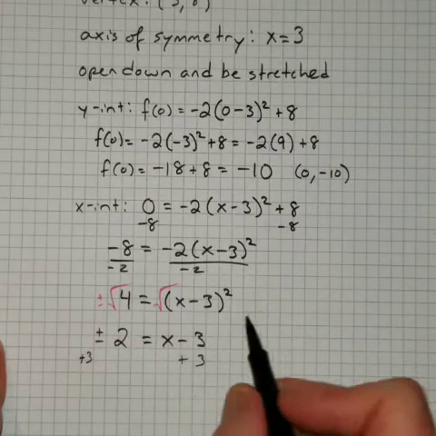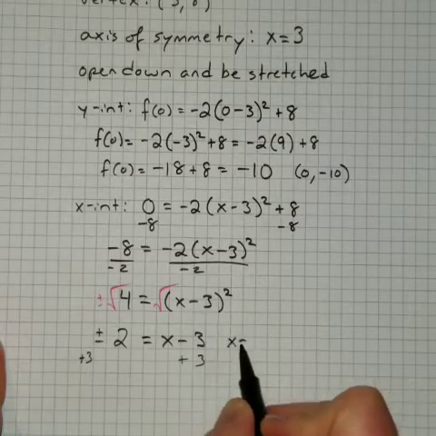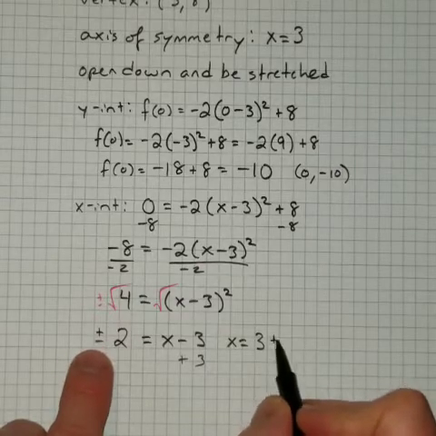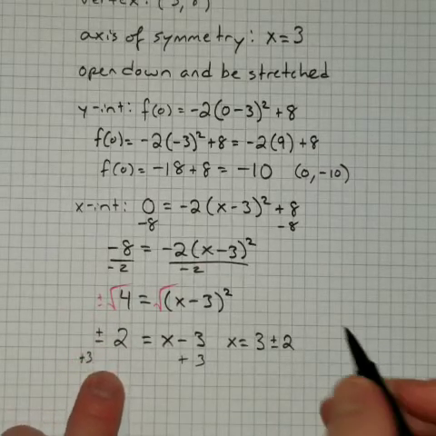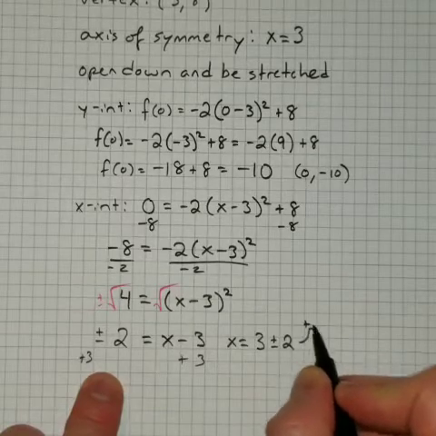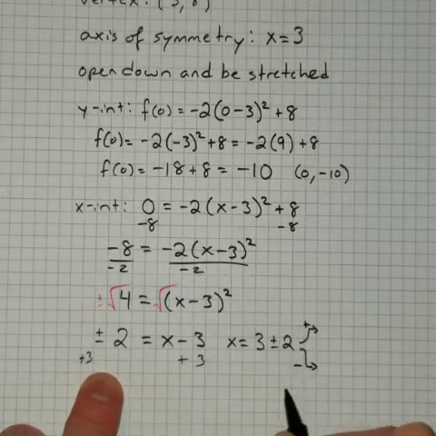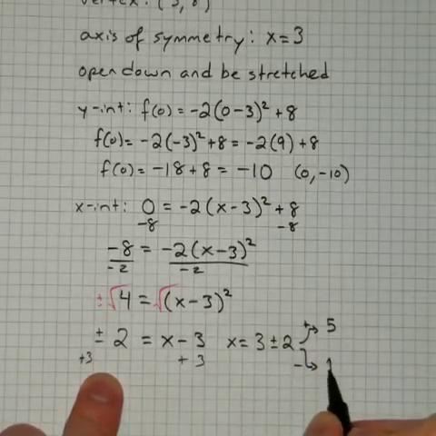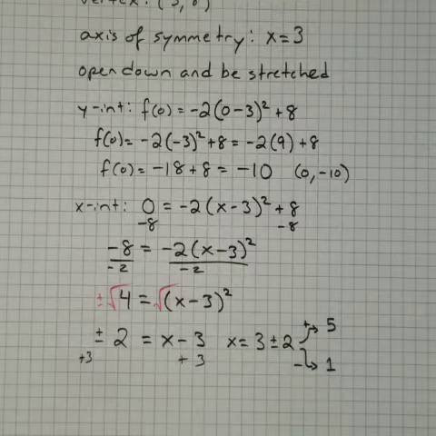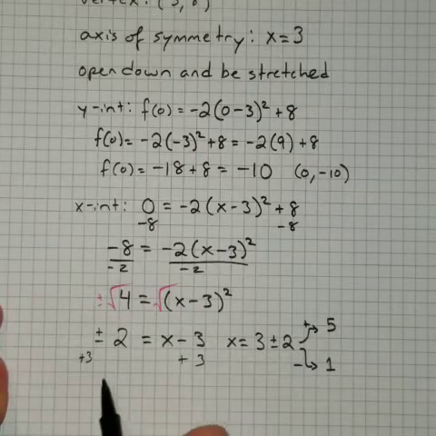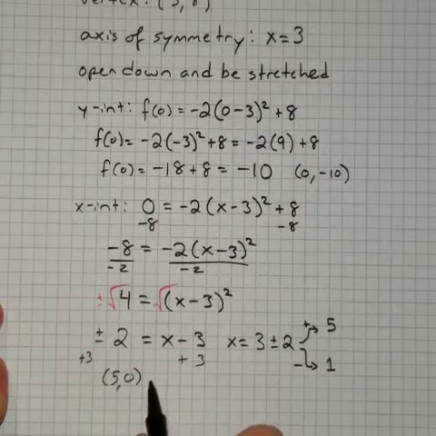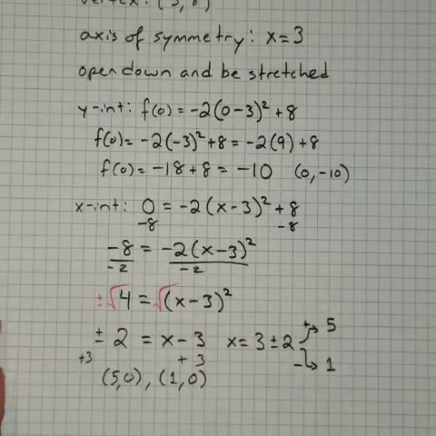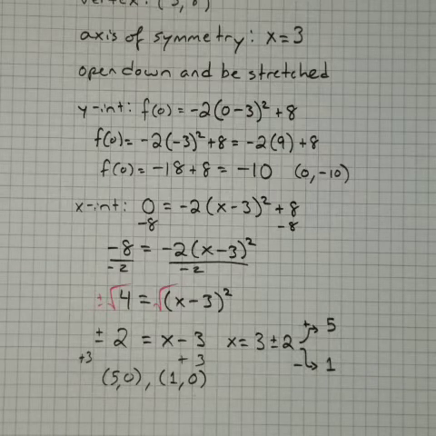And then I'll swap these around so that x is equal to 3 plus or minus 2. And if I just take those two numbers, one with the plus, one with a minus, 3 plus 2 is 5. 3 minus 2 is 1. Right? And so that tells me there are two x-intercepts. One of them is at 5, 0. The other is at 1, 0. Good.